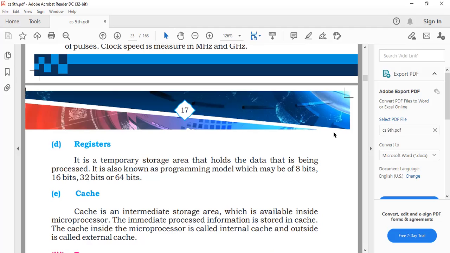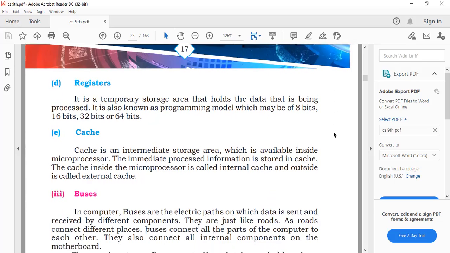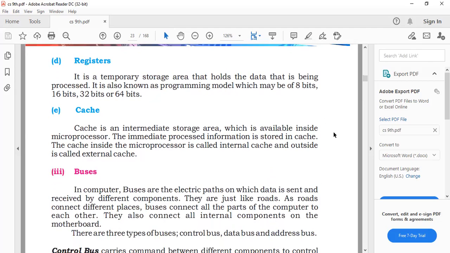This register is known as the programming model, which may be of 8 bytes, 16 bytes, 32 bytes or 64 bytes. Then there is cache. What is cache used for? It is another storage area inside the microprocessor.